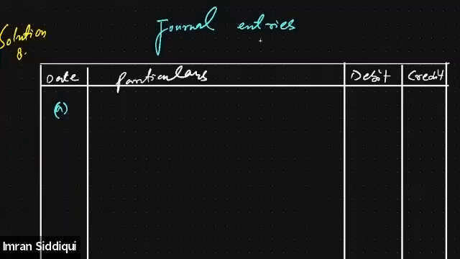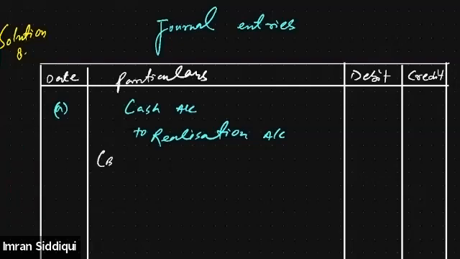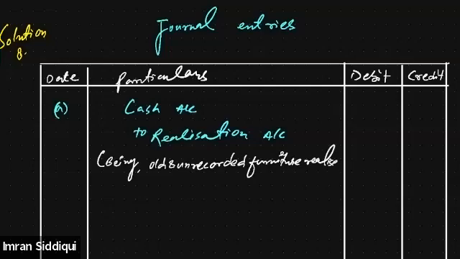As any other asset being realized, it will be cash account debit to realization account. No effect upon the journal entry. We'll write down the narration as being old and unrecorded furniture realized, and the amount was 3,000.